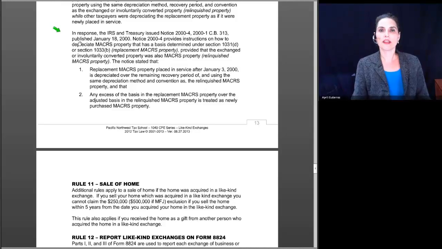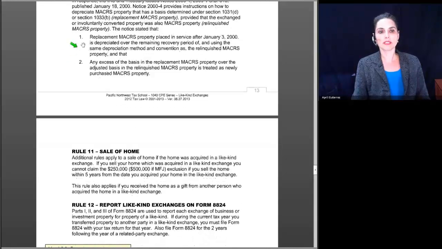And that notice provides instructions on how to depreciate MACRS property that has a basis determined under a Section 1031 exchange. The notice stated that the replacement MACRS property placed in service after January 3, 2000 is depreciated over the remaining recovery period of and using the same depreciation method and convention as the relinquished MACRS property, and that any excess of the basis in the replacement MACRS property over the adjusted basis of the relinquished property is treated as newly purchased MACRS property.